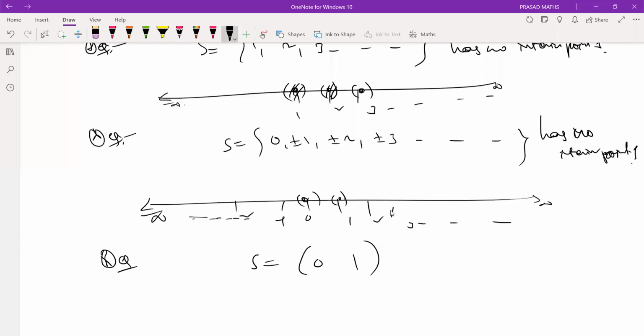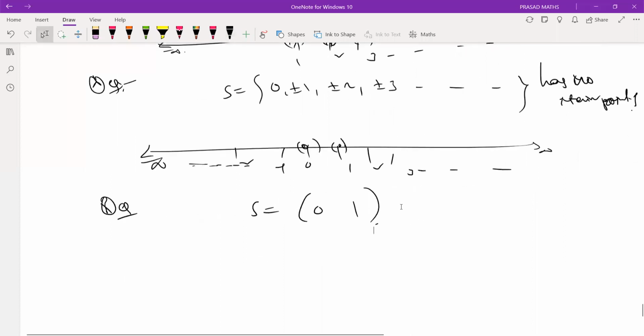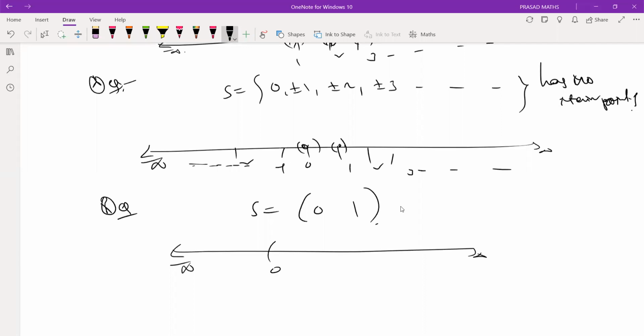Suppose S is equal to the open interval (0, 1). Yes, we have seen S is a neighborhood of all of its points. S is a neighborhood of this point, and this point, and this point. So when you take any point of S, that set is a neighborhood of that point. Therefore, every point of S is an interior point.